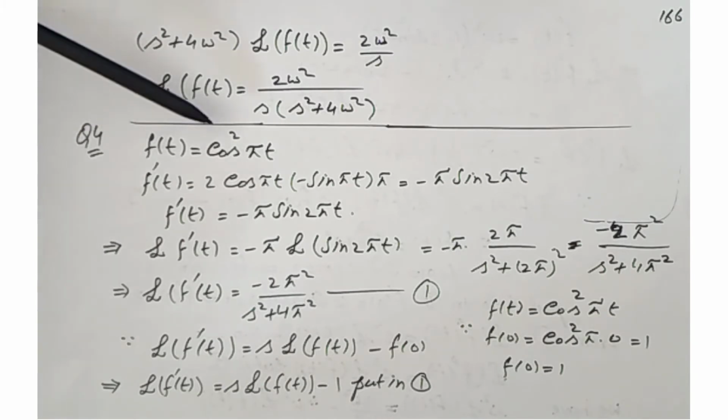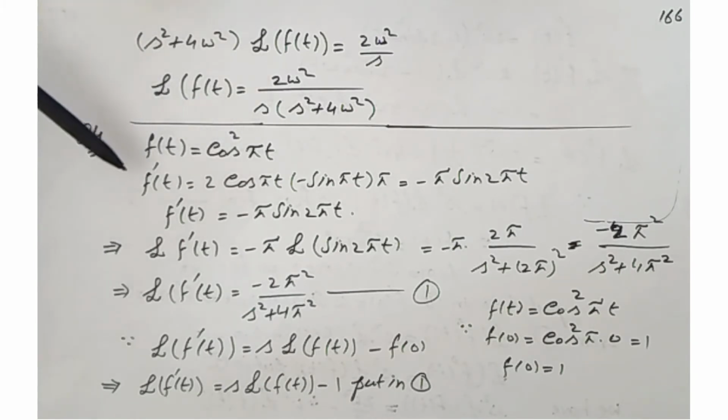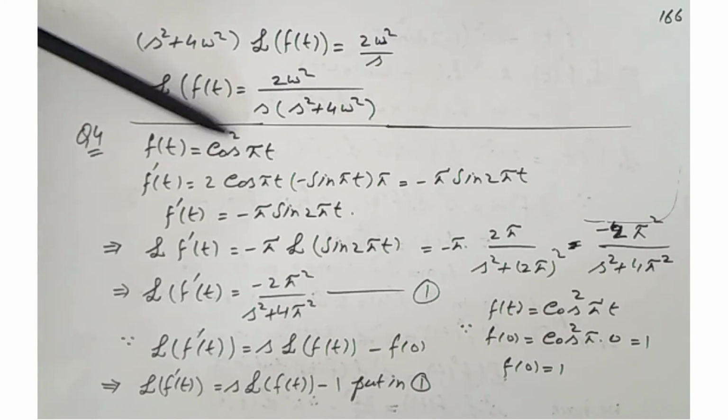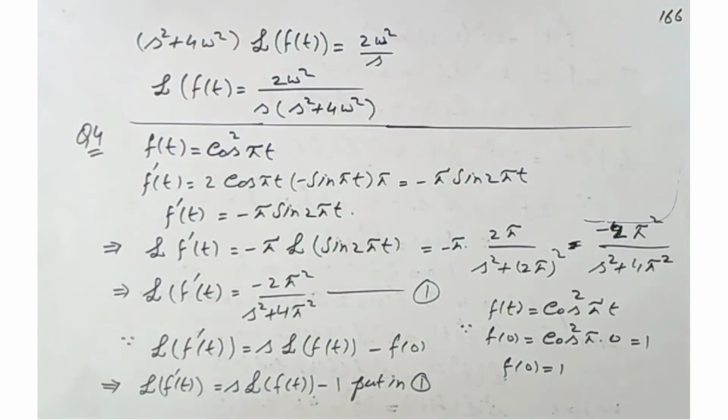And question 4, f(t) equal to cos square pi t. We differentiate this term using the formula. This is f'(t) equal to 2 cos pi t, and the derivative of cos pi t equals minus sin pi t into pi, and this becomes minus pi sin 2 pi t. So this is the value f'(t) equal to minus pi sin 2 pi t. Taking Laplace both sides, Laplace of sin 2 pi t equals minus pi into 2 pi over s square plus 2 pi square by using the Laplace formula, and this is equal to minus 2 pi square over s square plus 4 pi square.